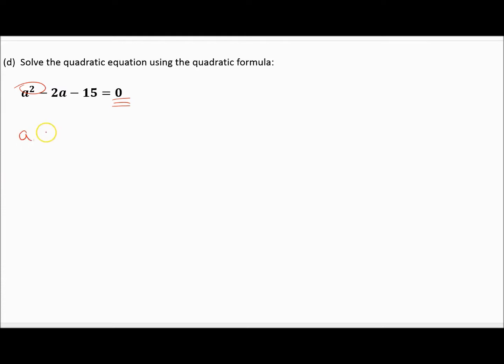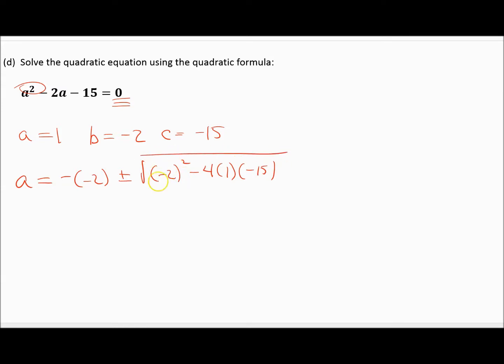So we know our a value, which has nothing to do with this a, by the way. Just the a being the number in front of the a squared is 1. B being the number in front of the a to the first power, which is -2. And the c value being the constant, which is -15. So I have a equals, because that's the variable in my problem, -b plus or minus the square root of b squared minus 4ac all over 2a. So if you don't have what I have here, stop. Pause, figure out what the problem is.